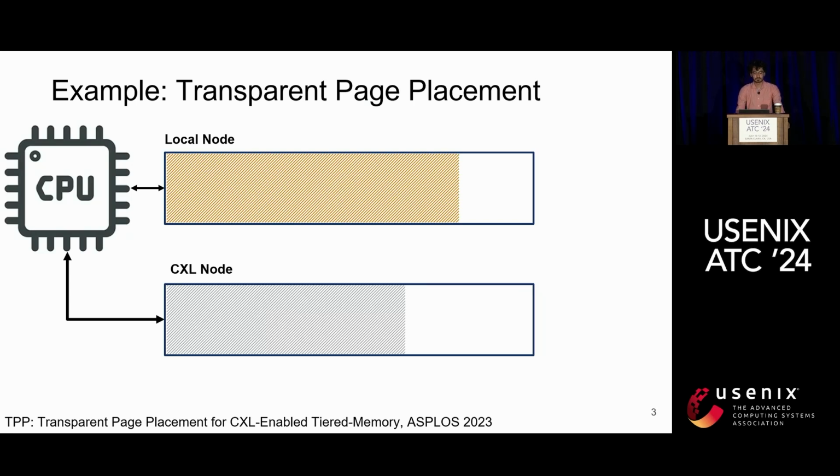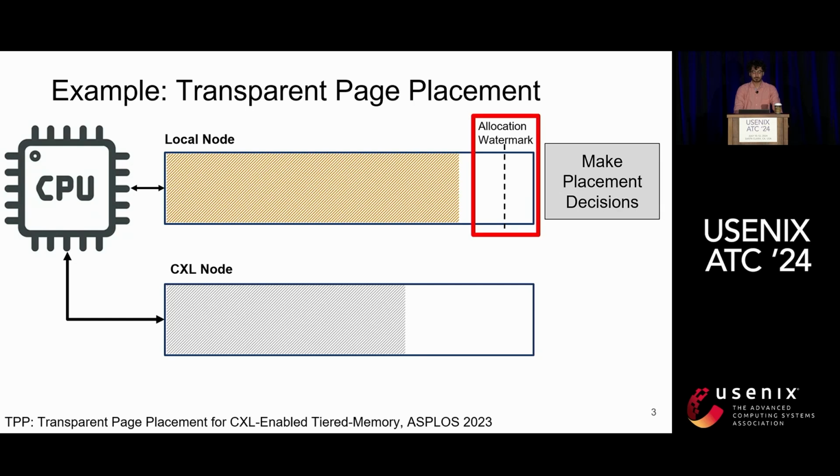One example is Meta's transparent page placement work, which manages memory of a fast local tier and a slower larger tier over CXL. Its aim is to place frequently accessed memory into the fast tier to hide the poor performance of the slow tier, while placing the less frequently used memory in the slow tier to make use of the expanded capacity. First, the kernel is modified to decide where a new allocation should be placed based on the type of allocation and the local node's capacity.